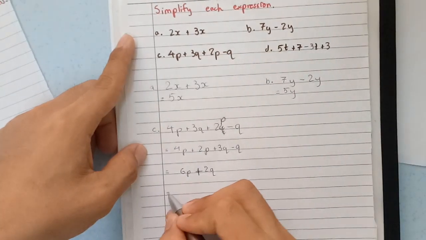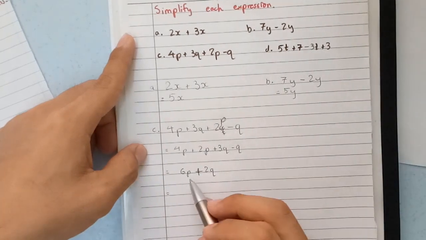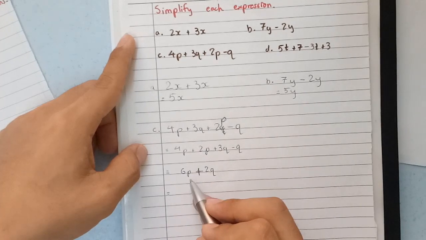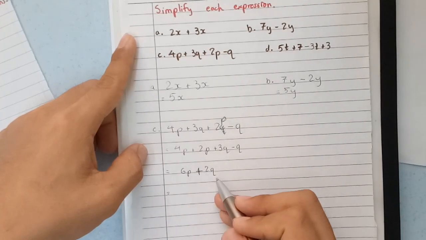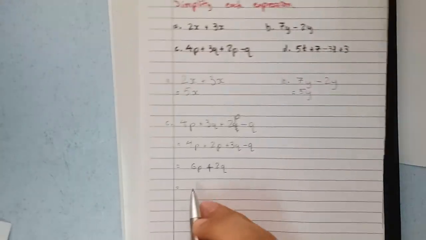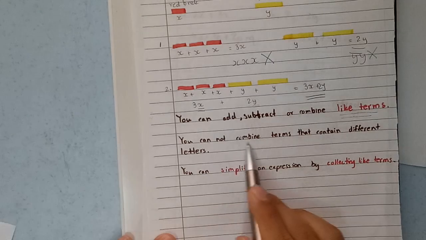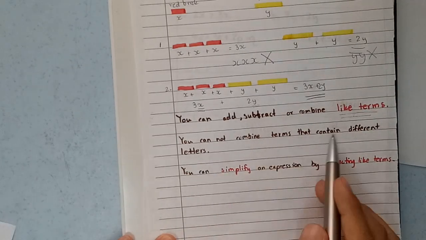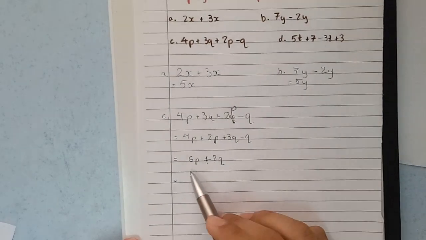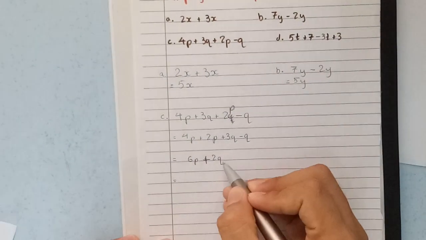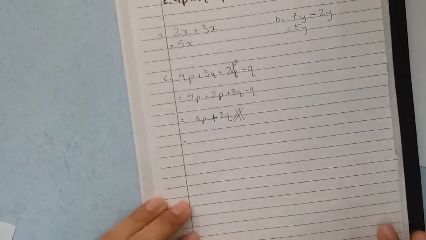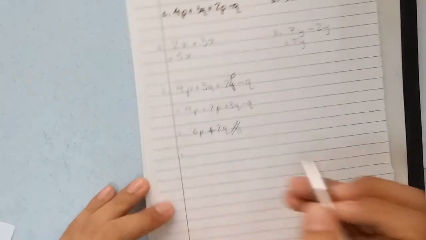So let's look at it again. I already simplified these two, but look at this. Here it is p, here is q, so they are not like terms, which means I cannot combine them because they contain different letters. So the answer will be just as this. Simple as that. So let's move on to question D.